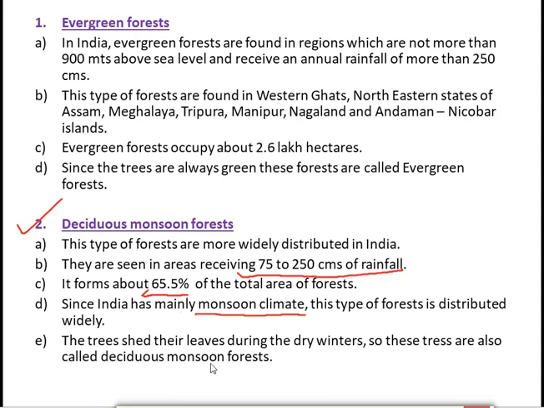The trees shed their leaves during the dry winter, so these forests are also called deciduous monsoon forests. One question we have from here is why these forests are called deciduous monsoon forests. They get their name because during the winter season the trees shed their leaves. The leaves dry and fall from the trees. So that's why they are called deciduous monsoon forests. Just remember that point.